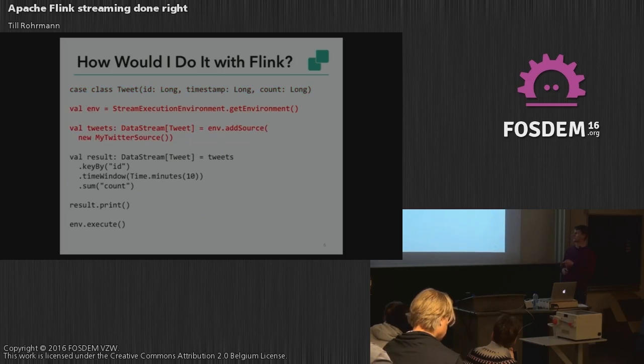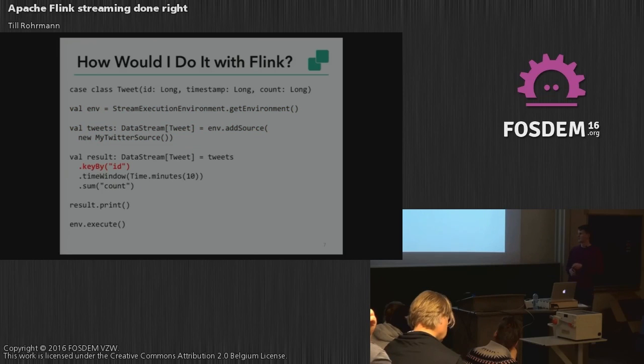Next, we have to get an execution environment. In this case, it's a stream execution environment, which will tell Flink that we are executing a streaming job. Once we have that, we can use it to read from a source. Flink supports various sources like Kafka, RabbitMQ, file sources, and many others. But here, I've used my magic Twitter source to directly read the impression events from Twitter. And this will give us a data stream of tweets.